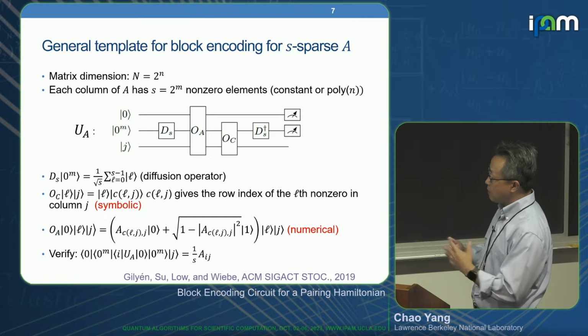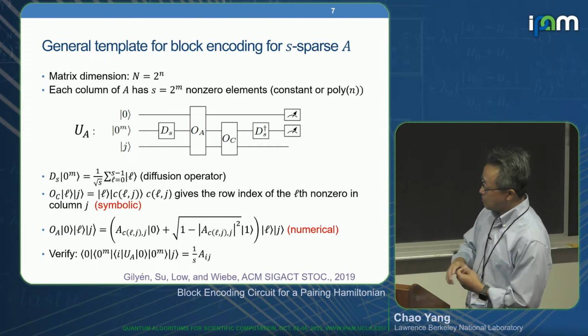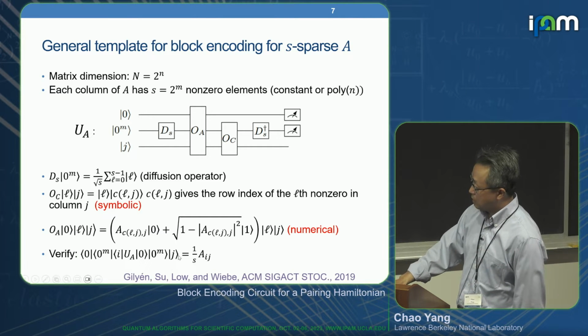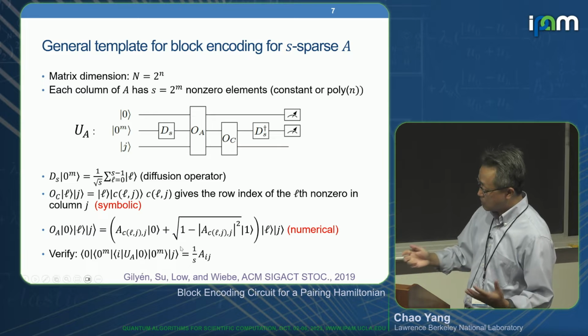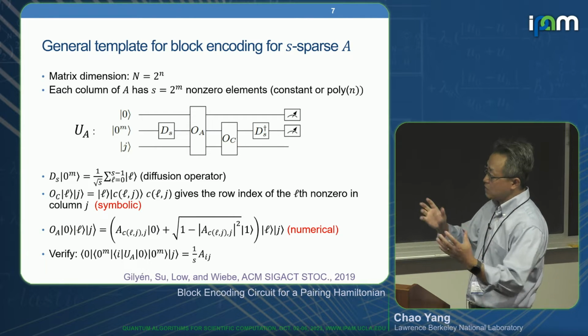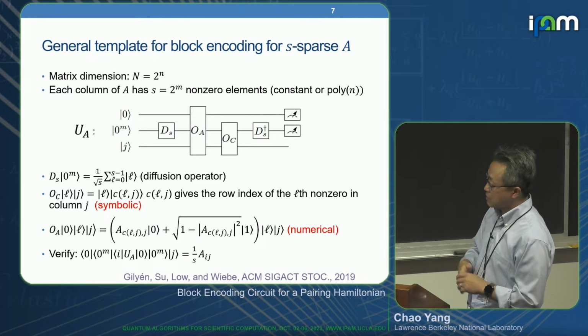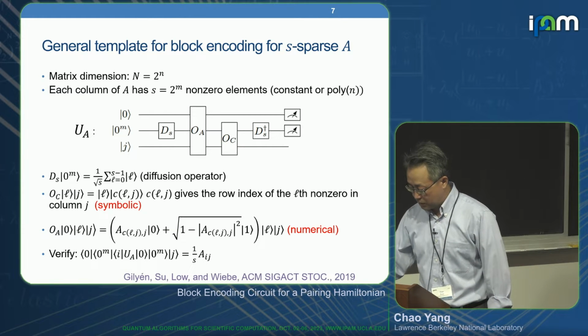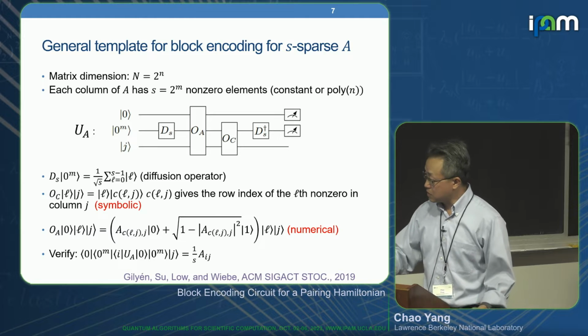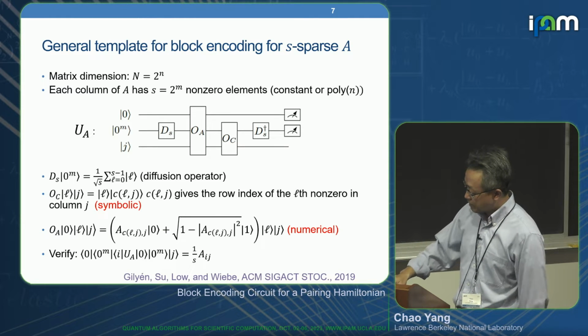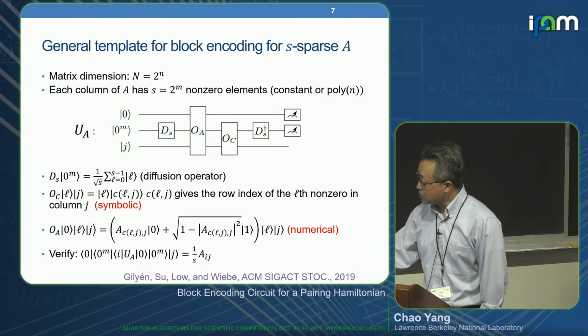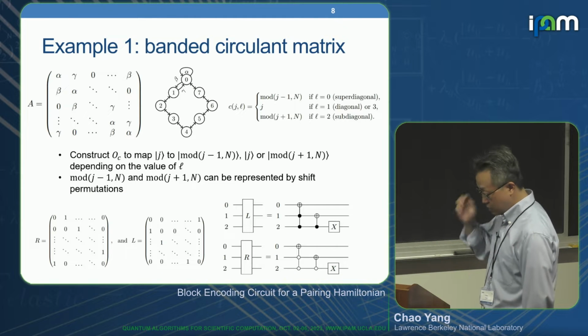To verify that this circuit is correct, you apply this operation and take the upper left corner of that unitary, and make sure that it's the original matrix you want to block encode. This is also a useful tool to construct the rotations that you need to do the block encoding.